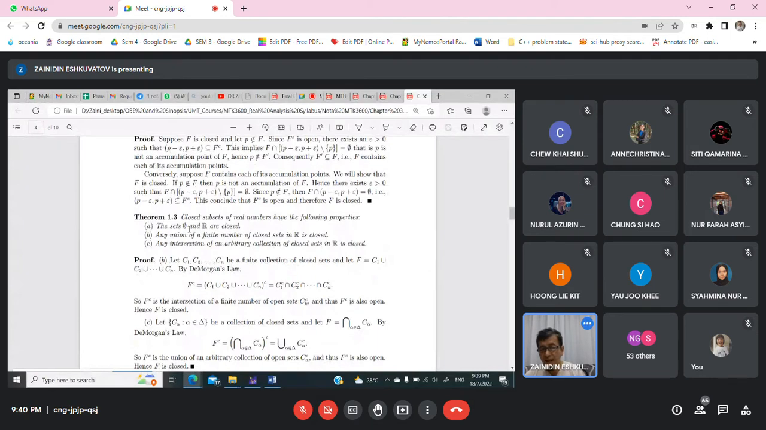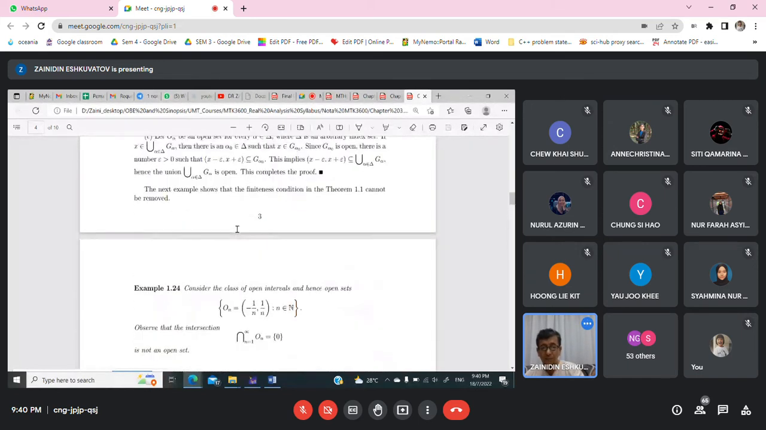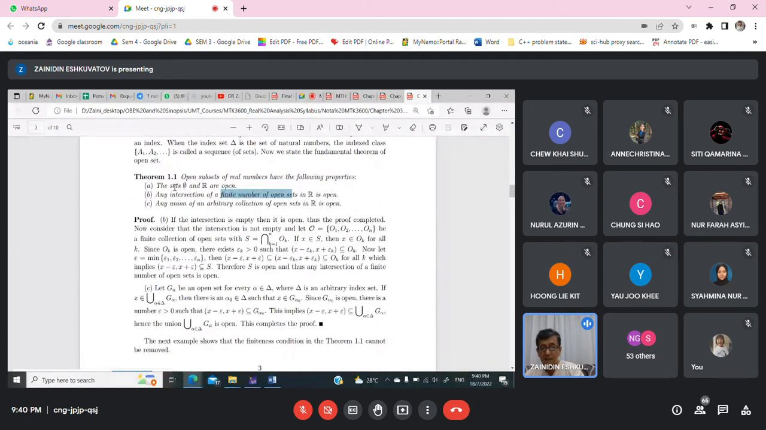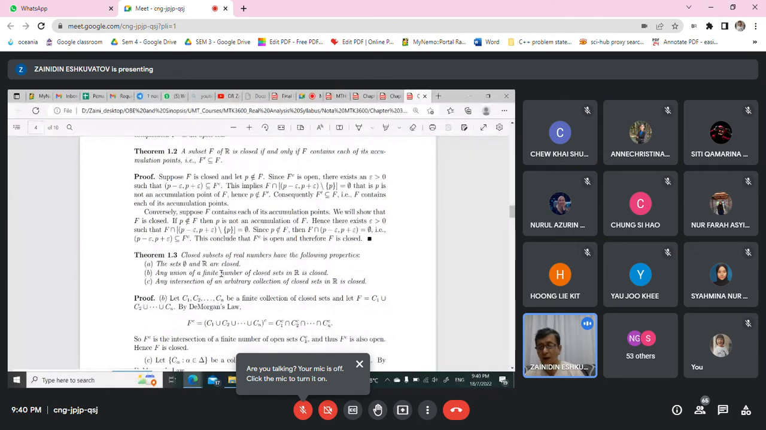That said, the empty set and R are closed. You see, just now we said they are open. Empty set and R are open, and look, empty set and R are closed. It looks like a contradiction, but in mathematics everything is in the logic, right? So this is a proof of this theorem.